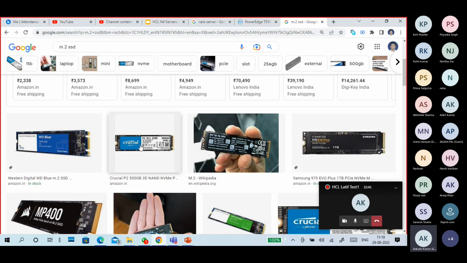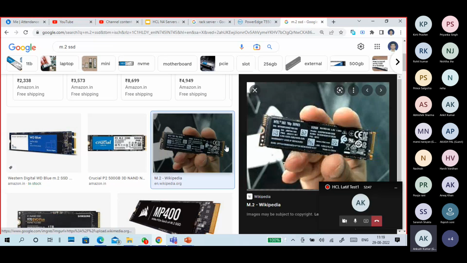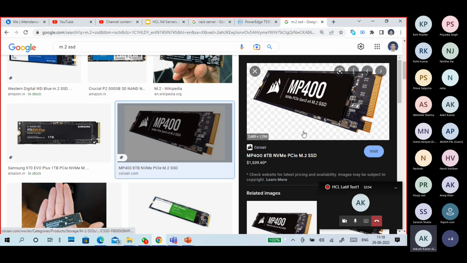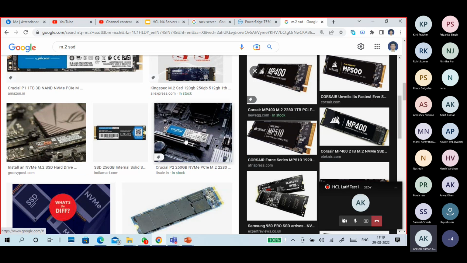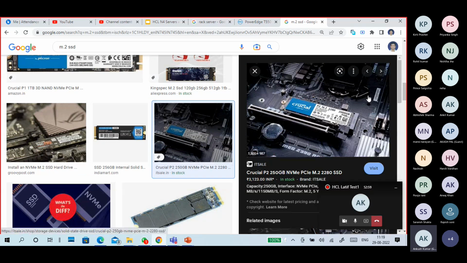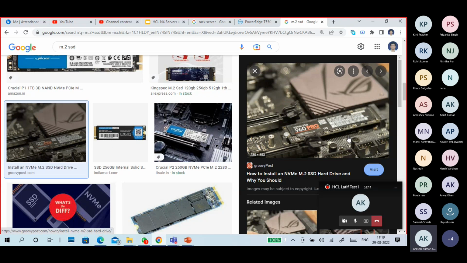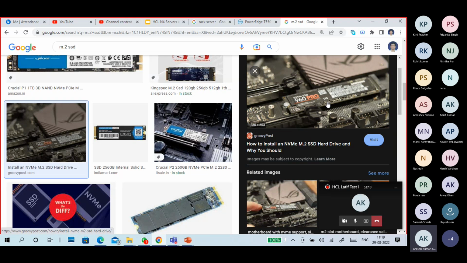This is the M.2 interface. This is mounted directly on the motherboard. Directly we put it on the motherboard like this. See, this is the motherboard, and it is connected directly. No wiring is required, so this is faster. Most of the people ask me, sir, instead of a hard disk, I'm adding an SSD.